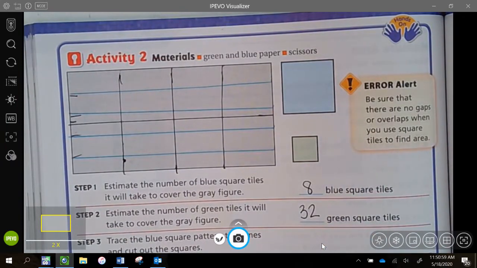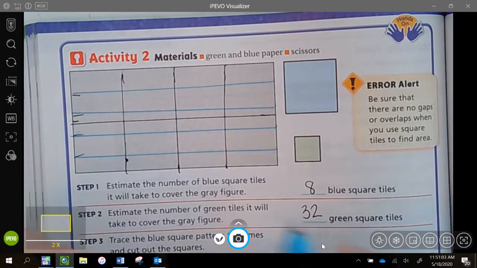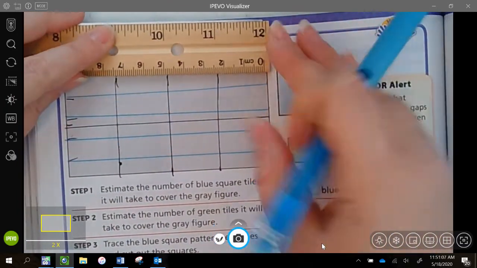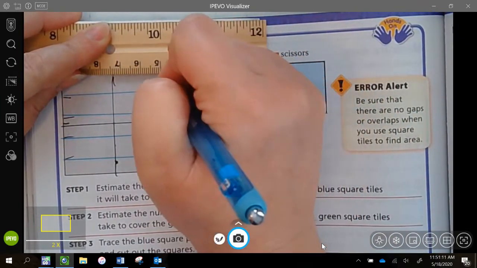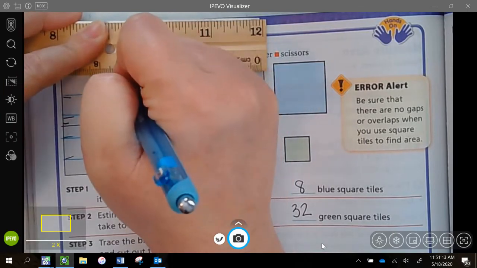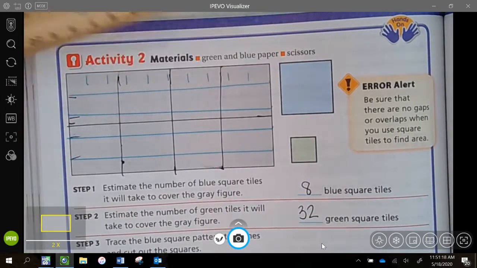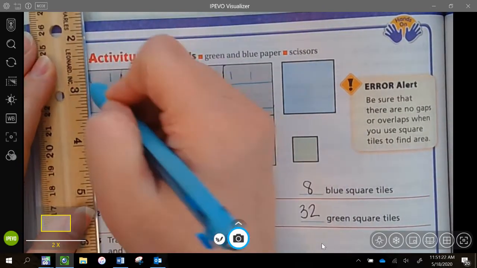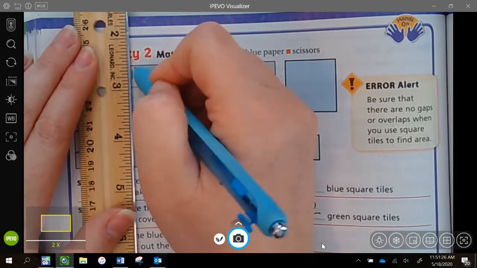Okay. And then we're going to find our centimeters here. Let's see if I was right. 1, 2, 3, 4, 5, 6, 7, 8, 9, and 10. Oh, I was close. I thought it would be 8. So just going and putting in our lines here.